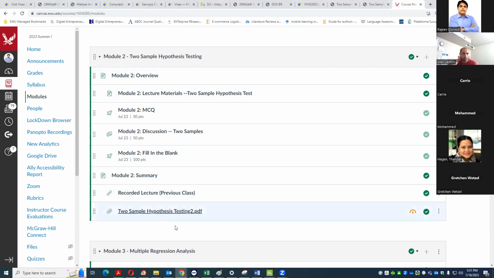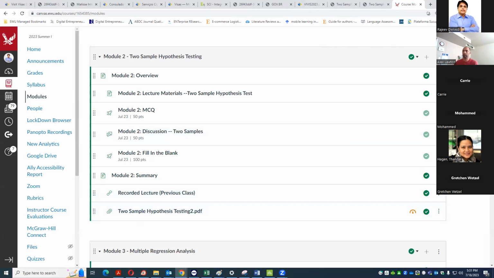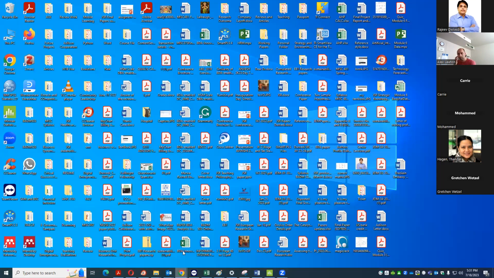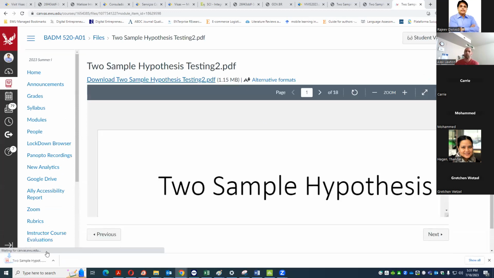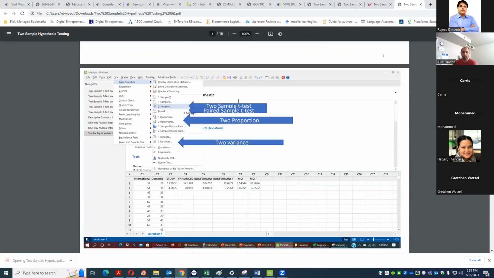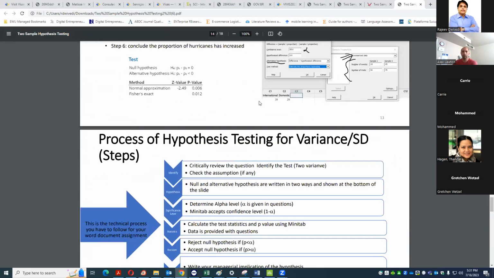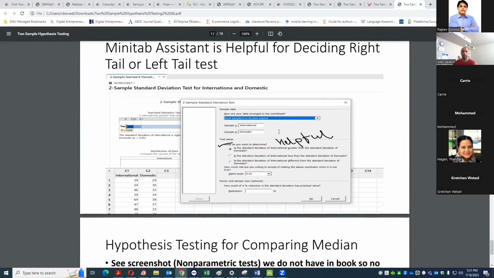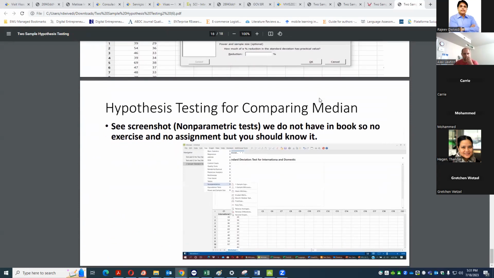Please remember, before we start this, you can see this PDF at the end of module 2. It has all the screenshots of Minitab and what we are going to use in this. These are the complete Minitab screenshots, and how to start and how to check the 2 sample hypothesis testing is complete here. Now we are going to start the process.